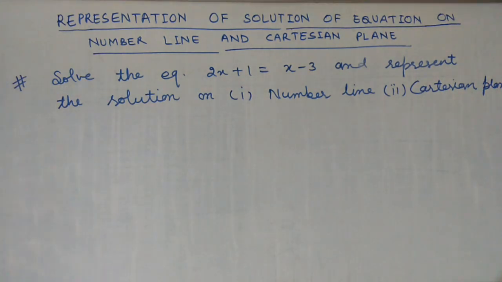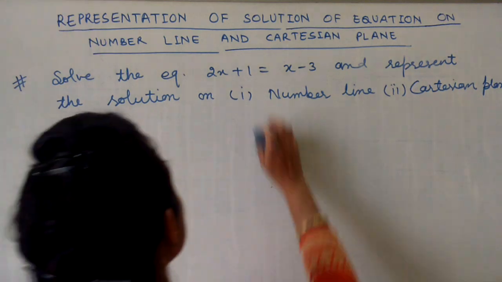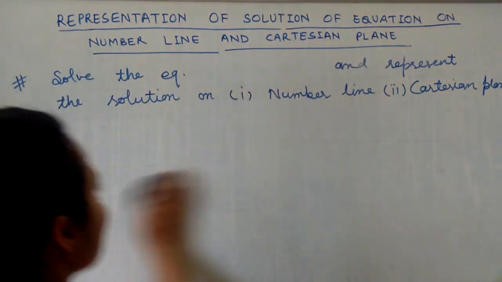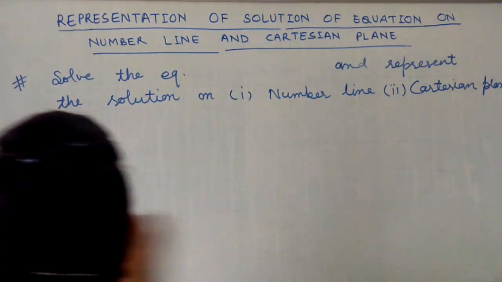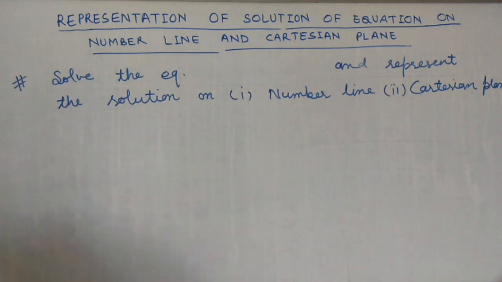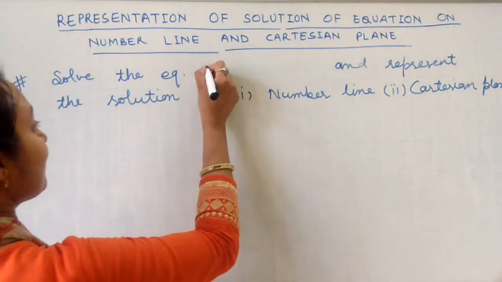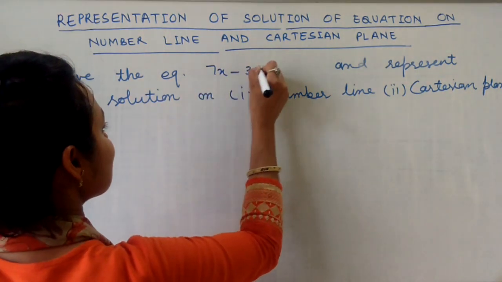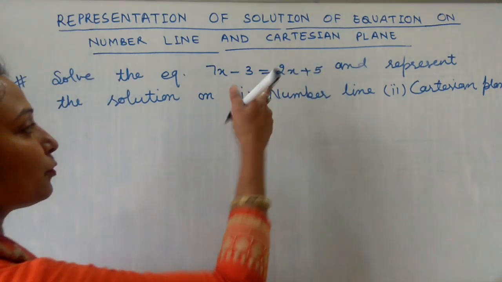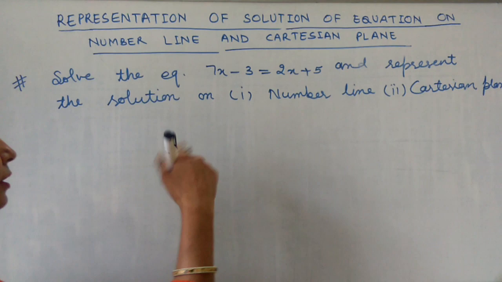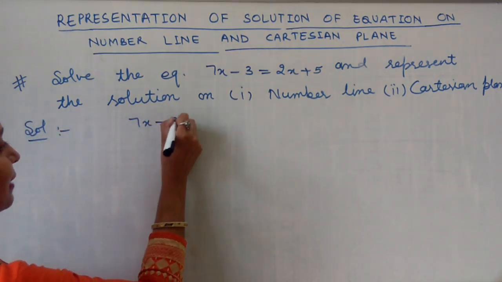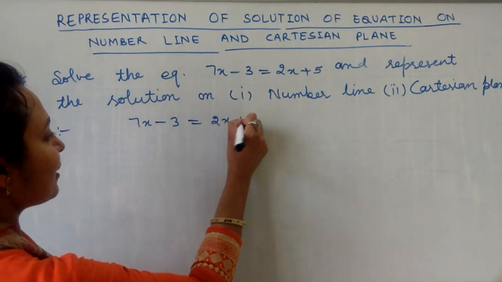So how can we do this question? The statement remains the same. I will only rub the equation. What is that equation? The equation is 7x minus 3 is equal to 2x plus 5. So we have to plot this by using the solution of that equation. 7x minus 3 is equal to 2x plus 5, right?